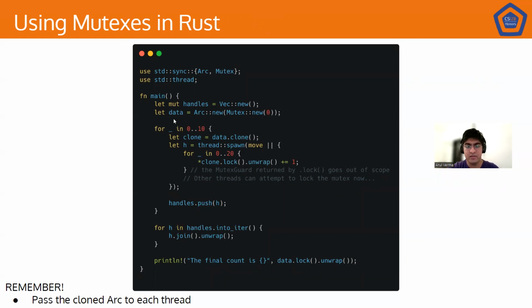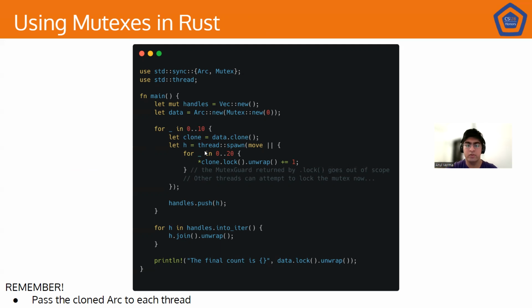So now we have the same data. We've created our mutex on our 0, and we create an Arc to wrap around our mutex. What this does is it allows us to create a pointer for our mutex so multiple threads can access it by using our clone. We say let clone equals data.clone, and we move it into our thread. And for 0 to 20, inside our clone.lock, we can acquire a lock on our mutex by dereferencing and incrementing, and then the mutex guard will go out of scope, so the Arc will decrement, and it'll know that our data has been freed and someone else can use it.